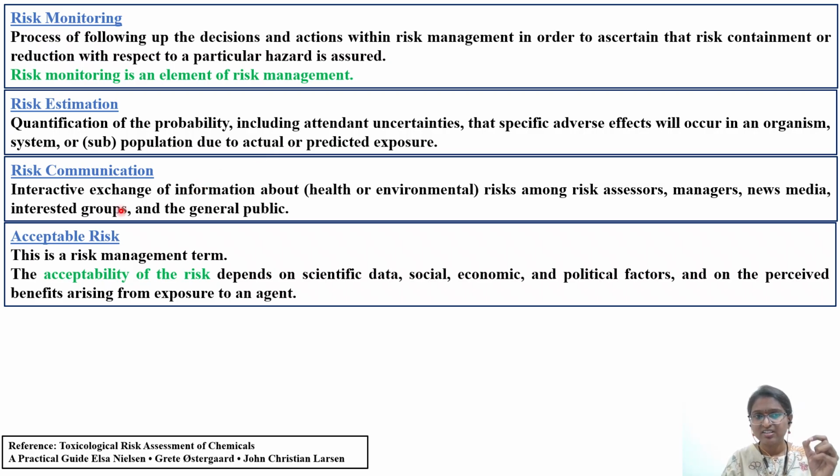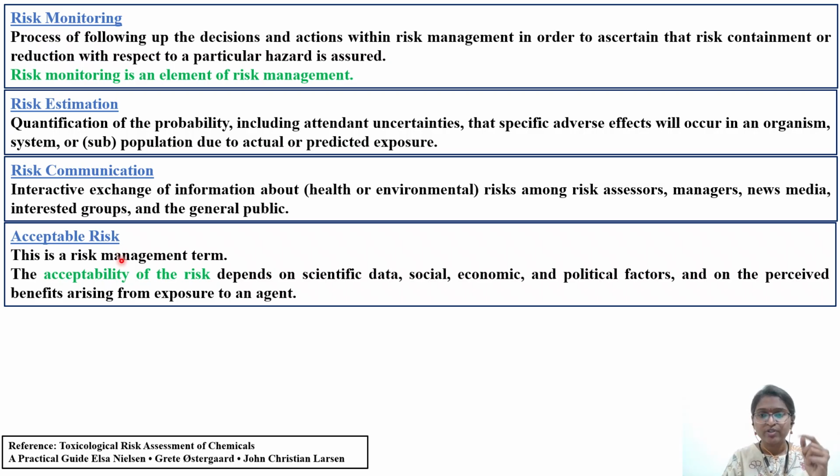Risk communication: interactive exchange of information about health and environmental risk among risk assessors, that is toxicologists, managers, and news media. You have to flow the information because common people, if they're coming under the exposure, you have to inform them also. Then interested groups as well as the general public. For example, in the case of the radiation hazard in Japan or the Chernobyl incident, that particular area needed to be evacuated. Then you have to communicate either through radio or through media, so that the common people will evacuate that particular area.